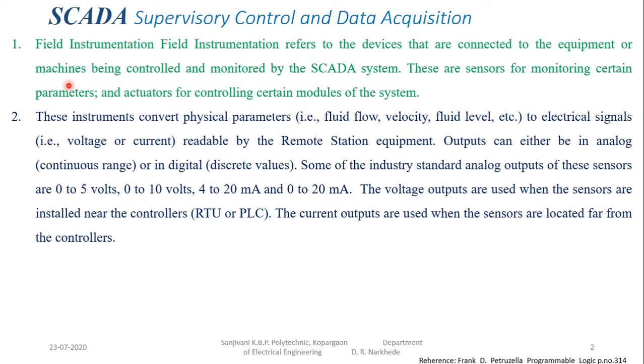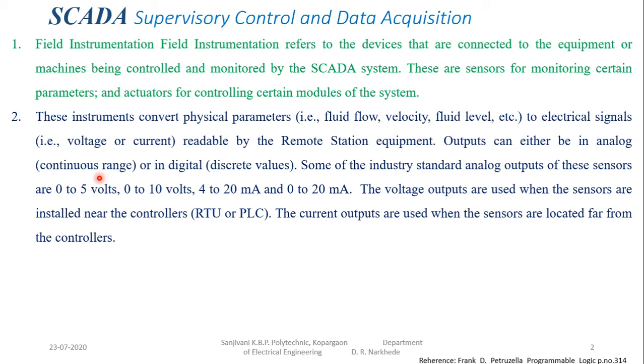So basically these field instruments will convert physical parameters, that may be fluid power, velocity, or temperature, into electrical signals. Now what are the electrical signals? Voltage and current. So a sensor will convert these physical parameters into values in terms of voltage and current, and these voltage and current signals are readable by the remote station equipment. The output may be analog, that is continuous output, or discrete, that is digital output.